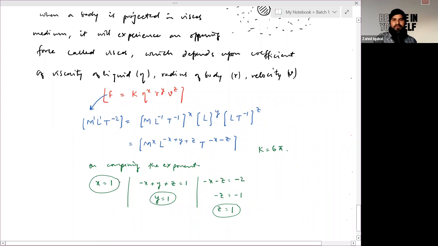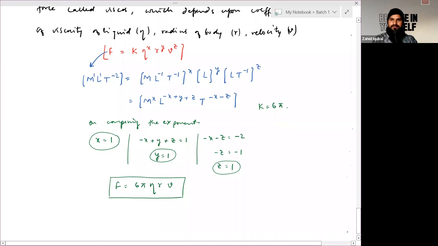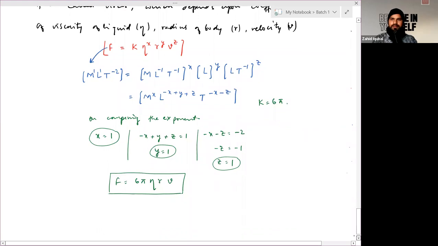Now, put the value of x, y, z and k in the above expression. You will get F equals 6 pi eta to the power 1, radius to the power 1, and velocity to the power 1. So this will be your final expression of viscous force experienced by any object in viscous medium. Good, Hiba.